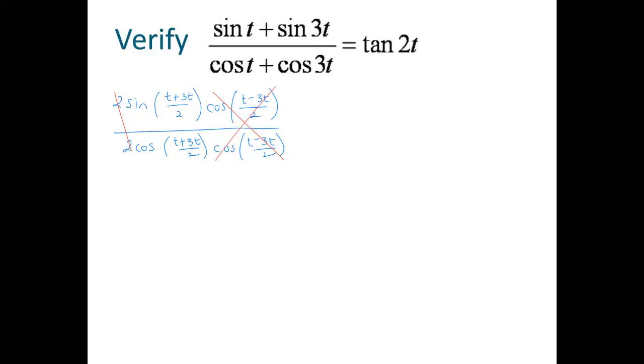And now when I go to rewrite this, we have sine, and I'm going to perform the operation inside the parentheses. So t plus 3t would be 4t. 4t divided by 2 would be 2t. Perfect. And cosine would also be 2t. Our goal was to get to tangent. Well, tangent is sine over cosine, so we're there. This would be tangent of 2t. And we'll write our verify statement.